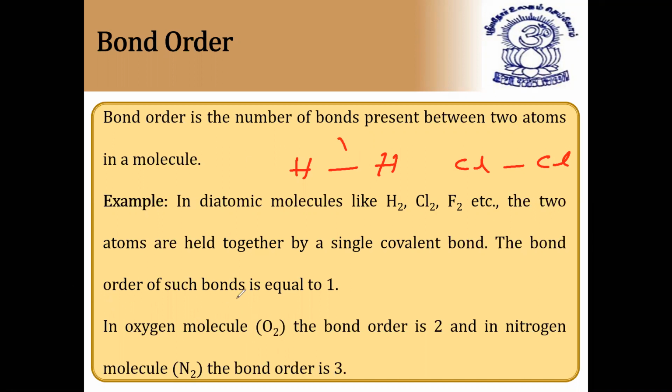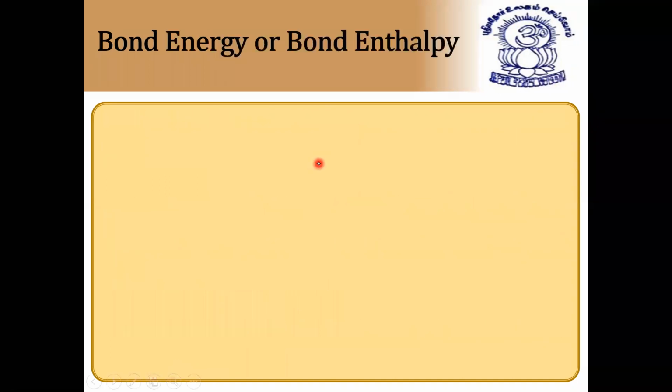Similarly, in the oxygen molecule, we have O double bond O, and in nitrogen, N triple bond N. So the bond order is 2 in the case of oxygen, and in the case of nitrogen it is 3. So what is bond order? Simple. The number of bonds present between two atoms in a molecule is called its bond order. Single covalent bond means bond order is equal to 1. Double covalent bond means bond order is equal to 2. Triple covalent bond means bond order is equal to 3. I hope it is clear. So this is called bond order.